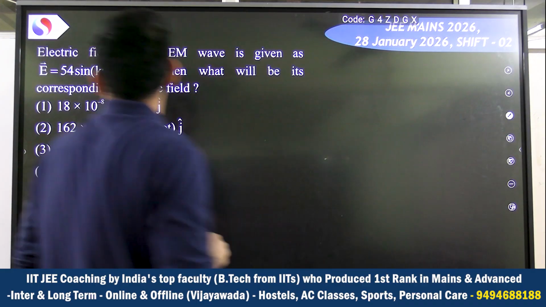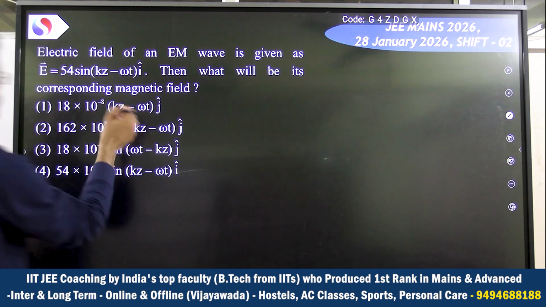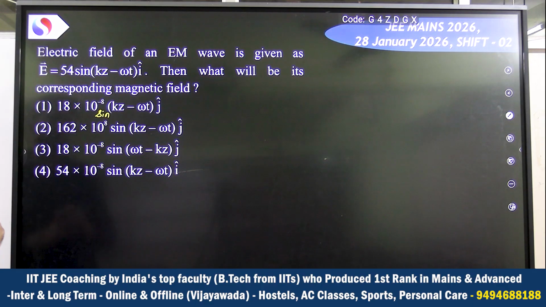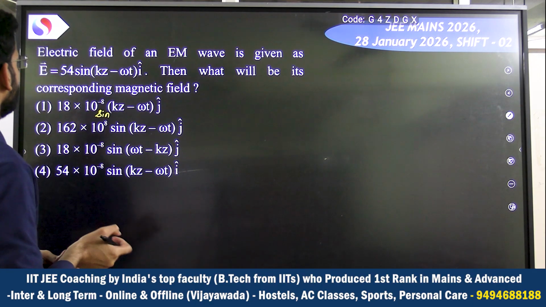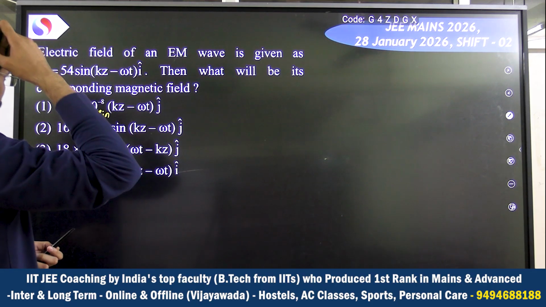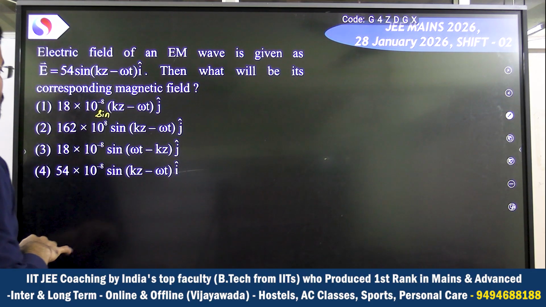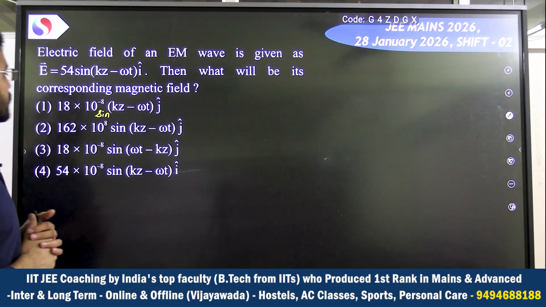Next. The electric field of an electromagnetic wave is given as, so here they missed something, a typing error, sine will come, sine kz minus omega t. See here, the electric field of the electromagnetic wave is given by E vector equals 54 sine kz minus omega t i cap. Then what will be its corresponding magnetic field? So we have to get the direction, and B naught also. What is the value of B naught?